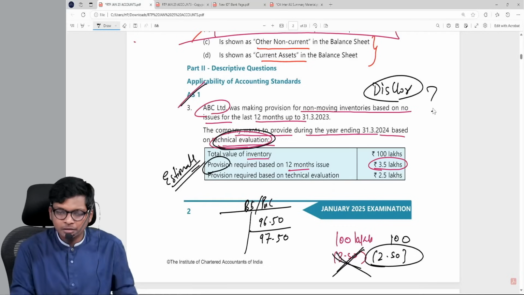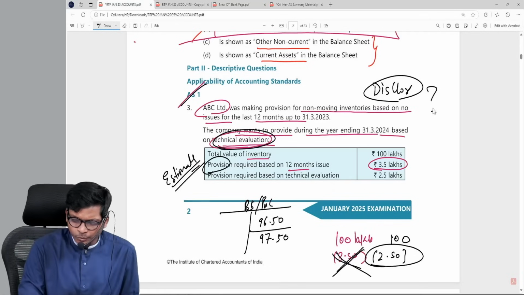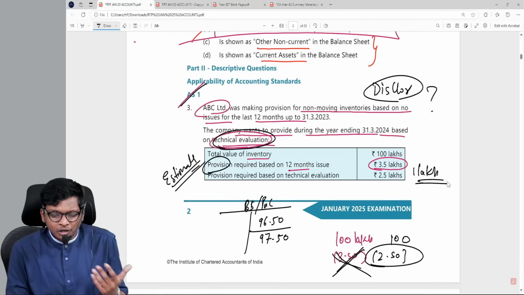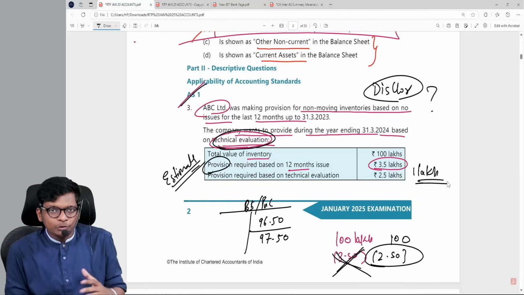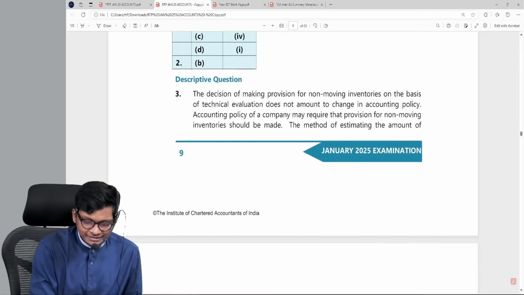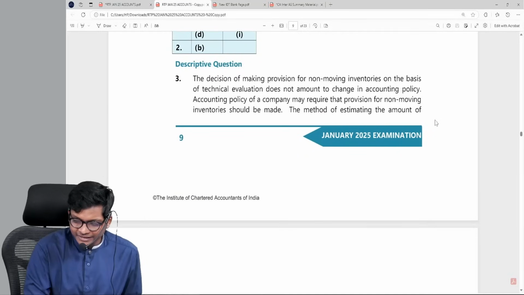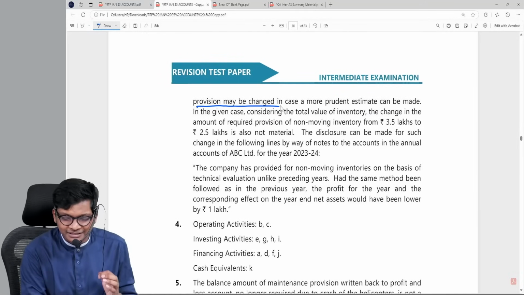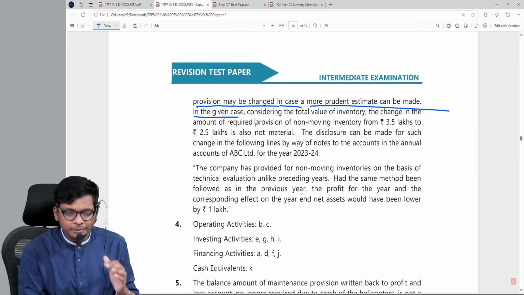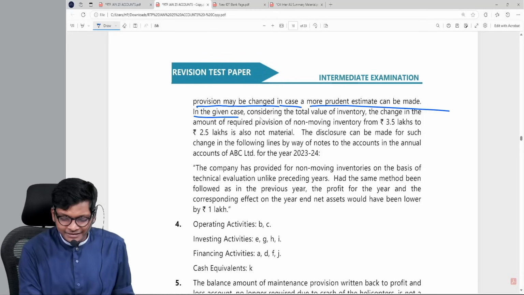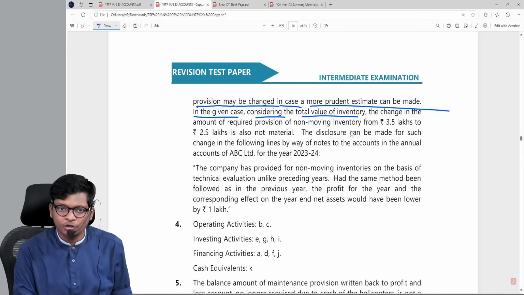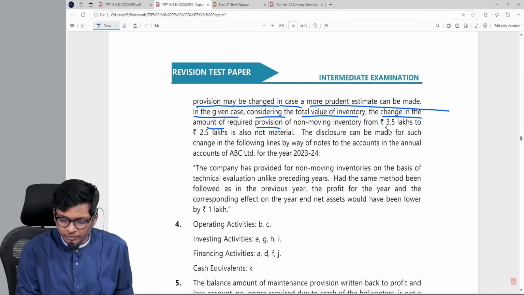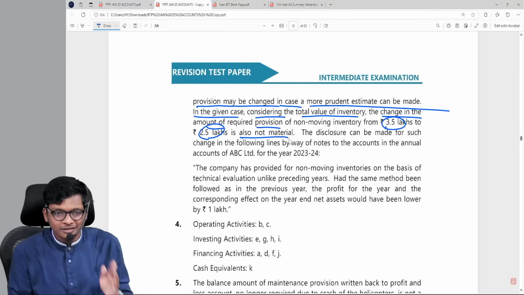Is this material? Is this just 1 lakh difference? No. Is this material, guys? No. If it's not material, don't disclose it. If it's material, then you disclose the impact also. That is what they are saying here. Answer. The method of estimating the amount of provision may be changed in a case more prudent estimate can be made. You can change. In the given case, considering the total value of inventory, 100 lakhs, 1 crore, the change in the amount of provision from 3.5 lakhs to 2.5 lakhs is not material.